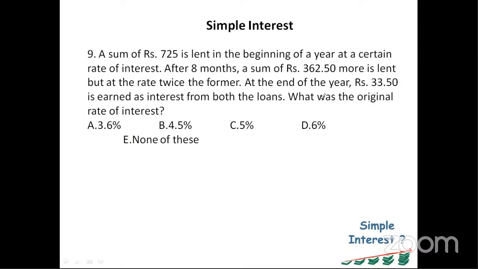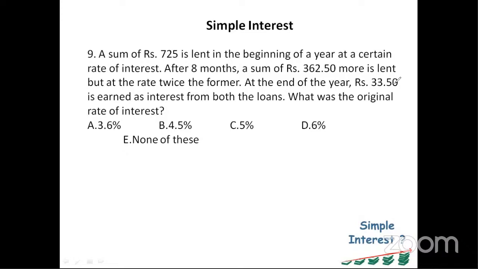A sum of rupees 725 is lent in the beginning of a year at a certain rate of interest. Okay, here again we have two things. In the beginning, it was given for certain rate of interest. It was going on. But after 8 months, what happened? A sum of rupees 362.5 more is lent, but at twice the rate. So the rate becomes double. Okay, so let us check how we deal with these kind of problems.